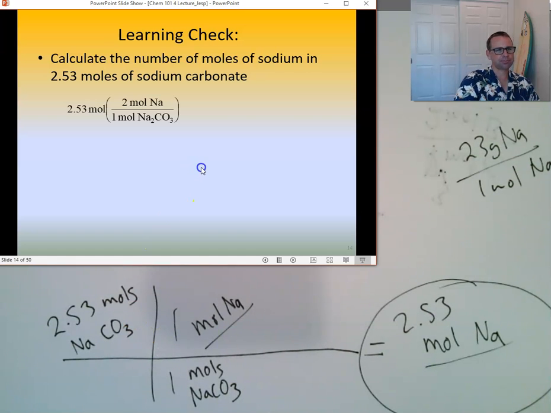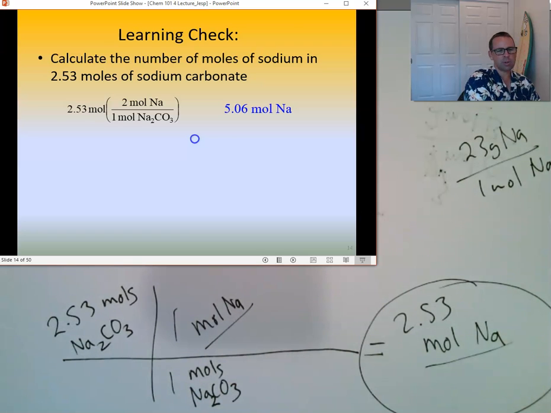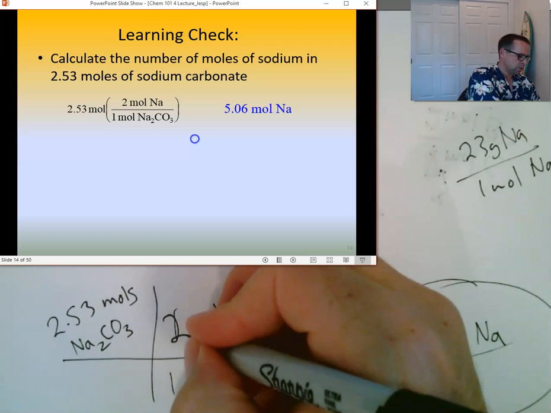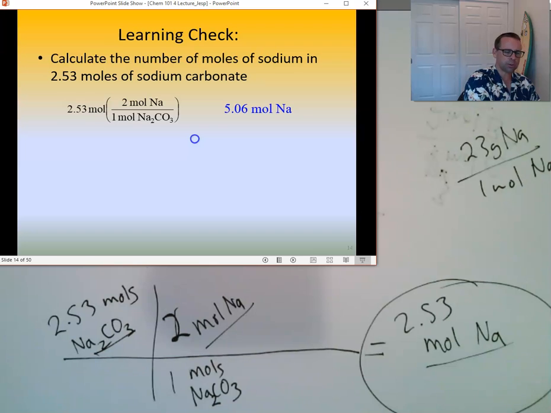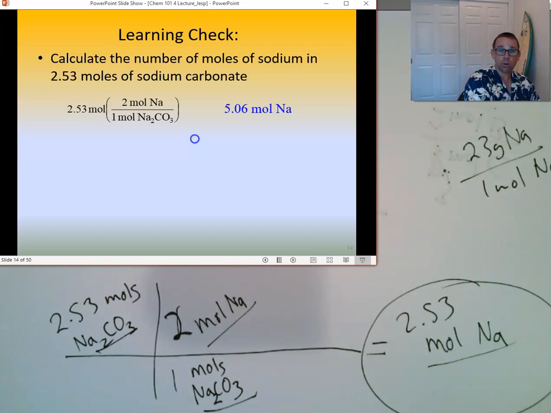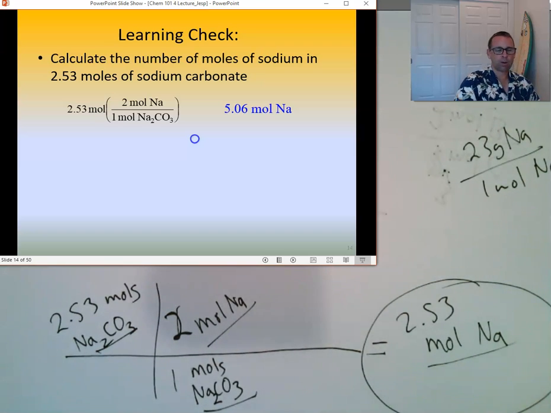Okay, let's see how we did. Uh-oh, they got 5.06. What did we do wrong? Wait, why is it 2? There's only 1 Na. Oh, wait, what's the charge? You need 2 because the carbonate has a 2- charge. So we see that it's critical that we know the chemical formula for the compound that they're asking about. If we don't know, we're not going to be able to know the stoichiometric relationship there. All right, very good.